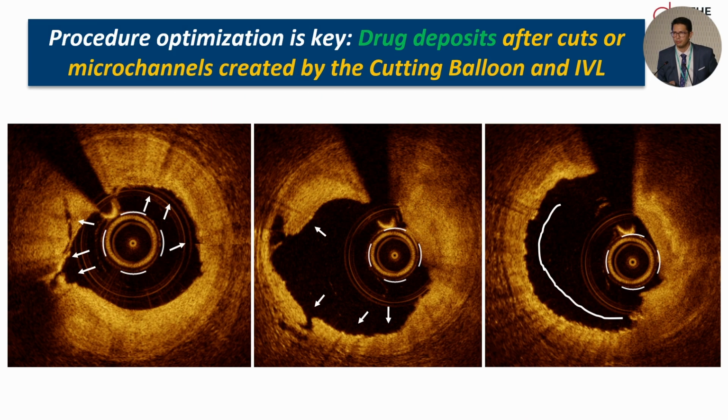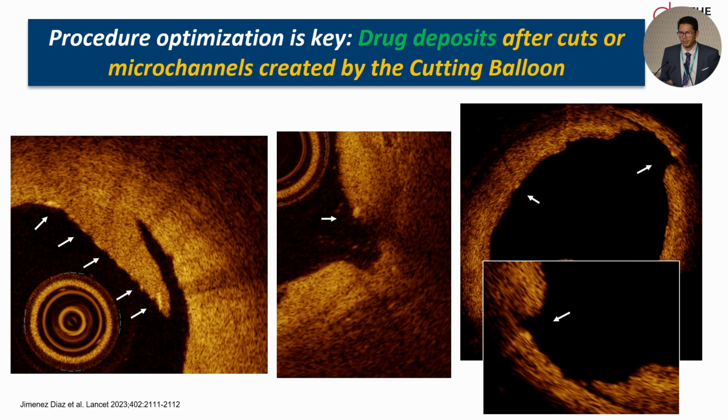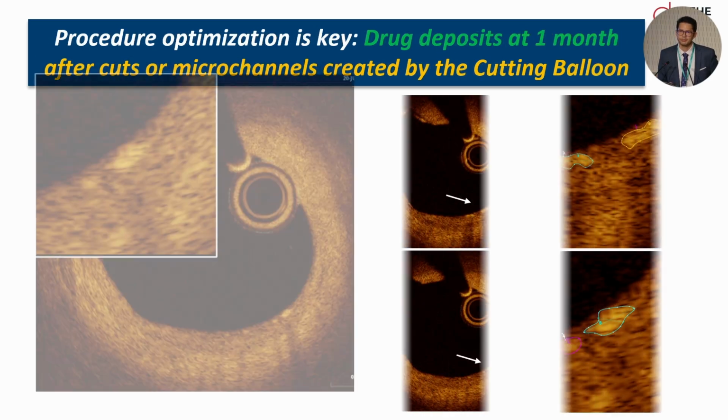When you use a scoring balloon, IVL, and then you put the drug, you can see the bright particles in the endothelium, but also in the cuts that you induce with these devices, coating or scoring. But also this drug gets in contact with the dissection itself, beyond the dissection, and is part of the process of healing of the dissection over months of follow-up. You can see clearly here how the drug interacts with the dissections.